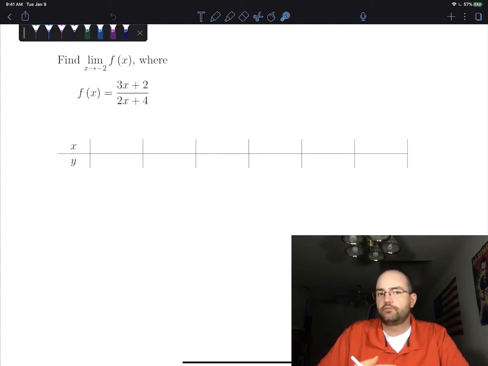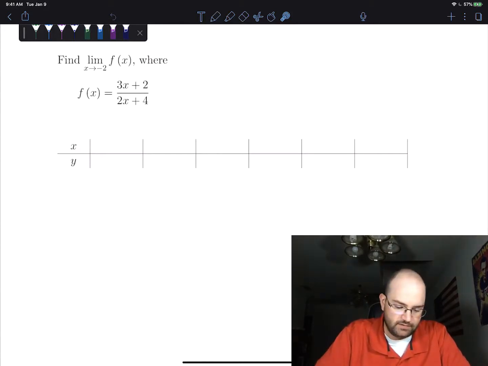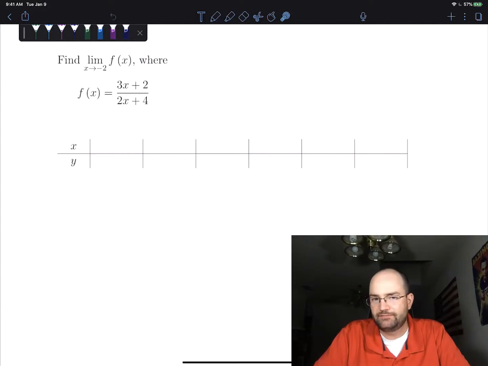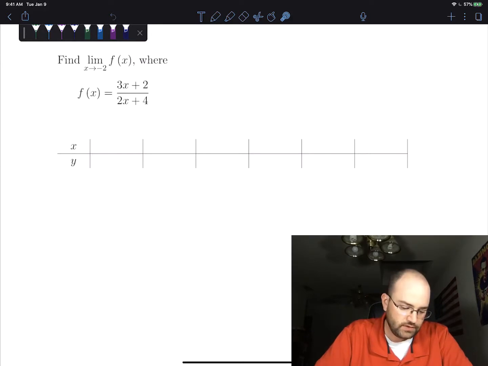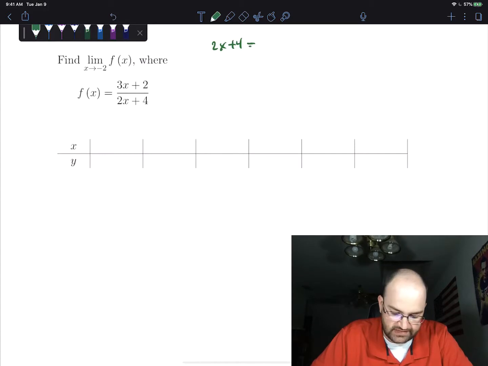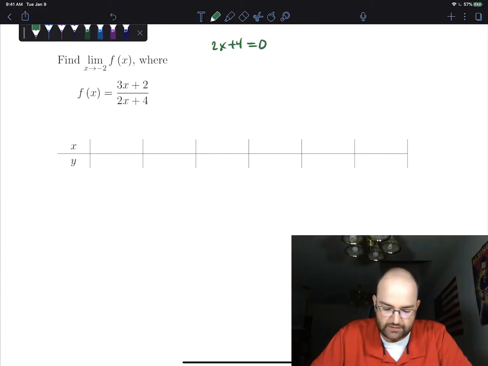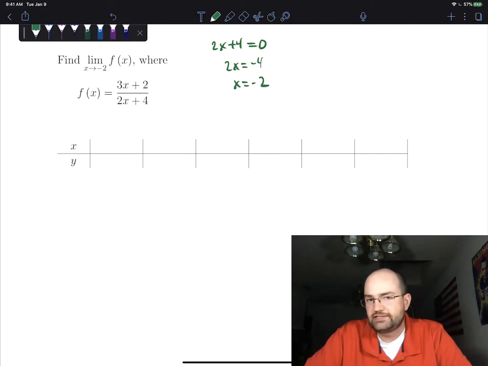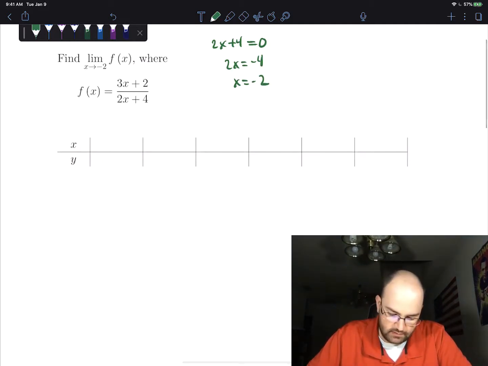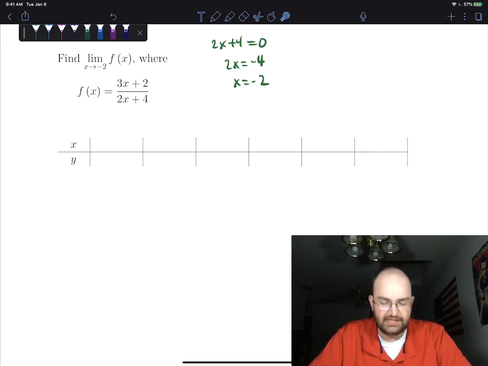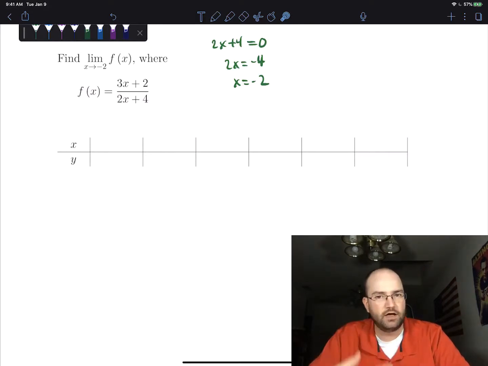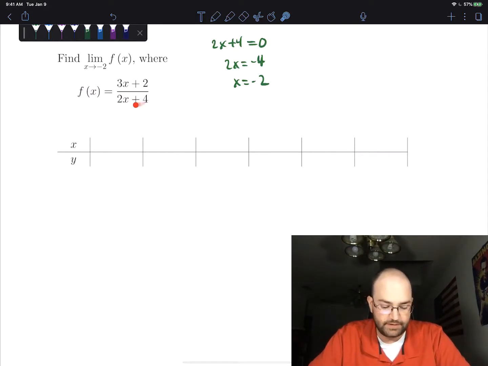Notice that for a rational function to be part of the domain, the denominator cannot equal 0. So if we take the denominator, 2x plus 4, set it equal to 0 and solve, subtract 4 and divide by 2, we get x equals -2. But that's the value we want x to approach. So we can't even find f of -2, because it's undefined since we are dividing by 0.